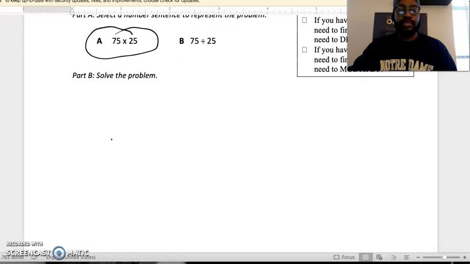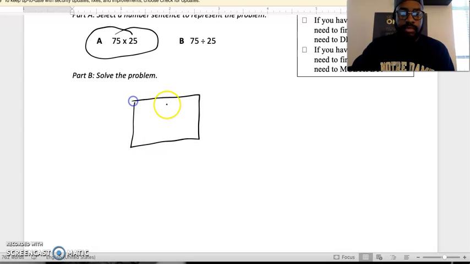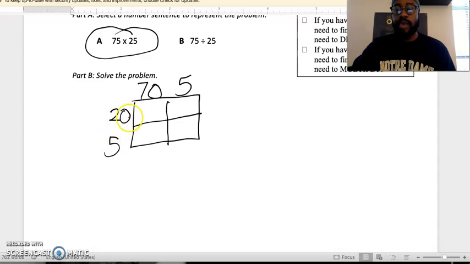And then I'm going to do the problem. 75 times 25. I know that I need to use the area model. So I'm going to draw my box. I'm going to break 75 into 70 and 5. I'm going to break 25 into 20 and 5. Then I multiply row by column.